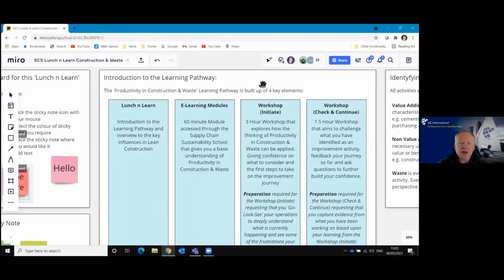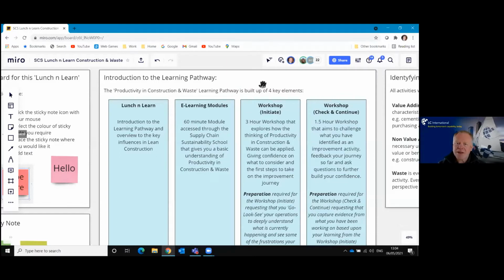After this Lunch and Learn, you will have an opportunity to sign up to the learning pathway. My colleague from the Supply Chain Sustainability School will send out links and emails to you after this call so that you can take up that opportunity.